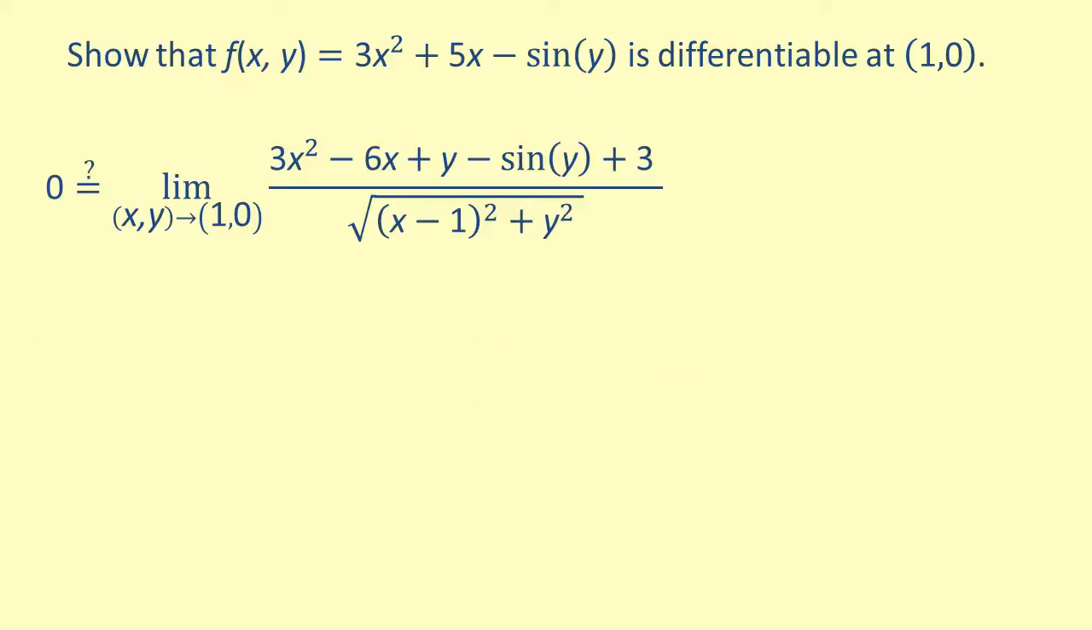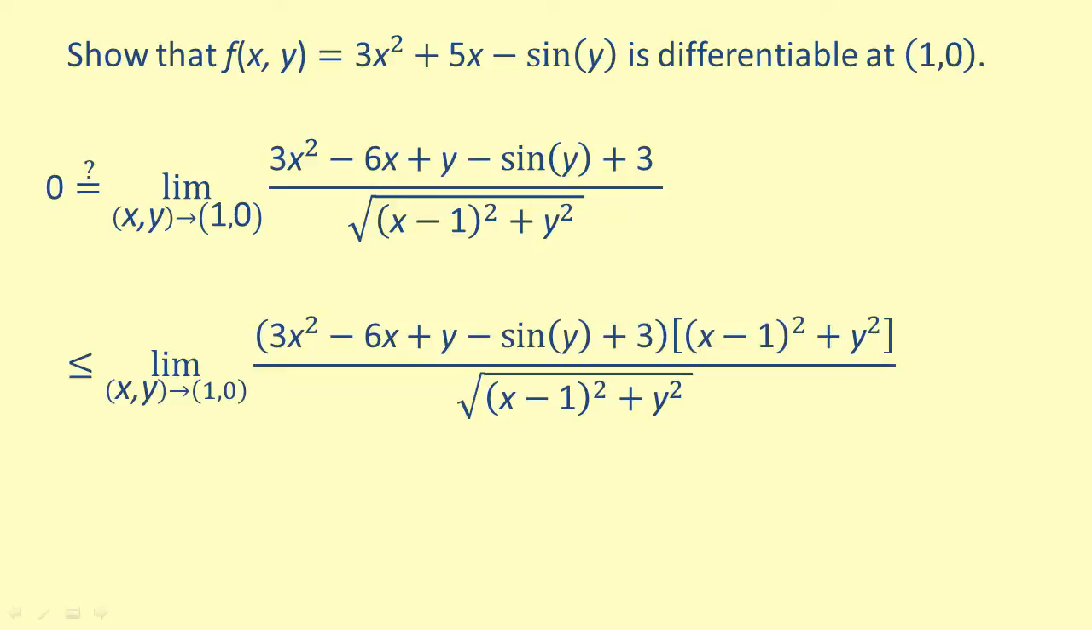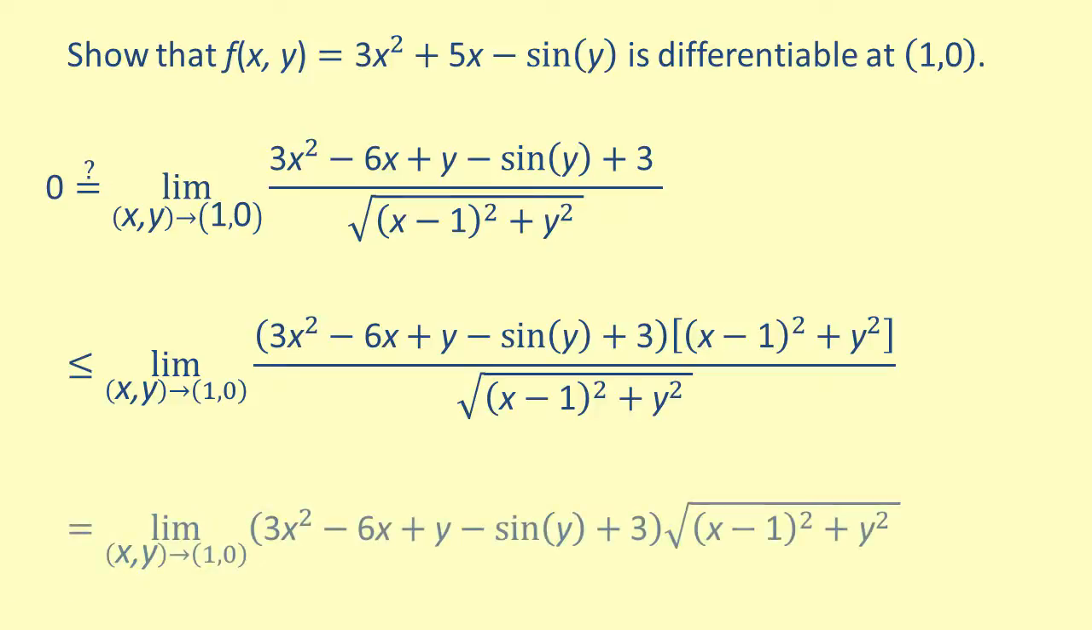Now we want to evaluate the limit. Notice that it has been simplified slightly to save space. We want to multiply the limit by the limit as x, y goes to 1, 0 of the quantity x minus 1 squared plus y squared, so we can eliminate the denominator. Once we simplify the fraction, we have the limit as x, y approaches 1, 0 of the quantity 3x squared minus 6x plus y minus sine y plus 3 times the square root of the quantity x minus 1 squared plus the quantity y minus 0 squared.